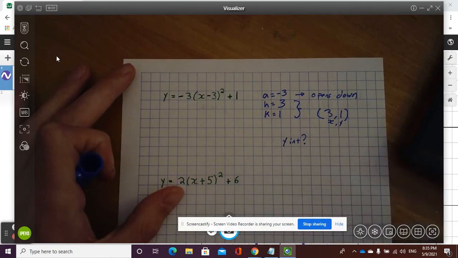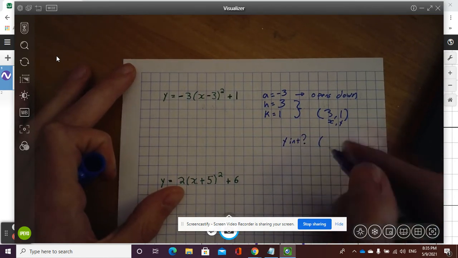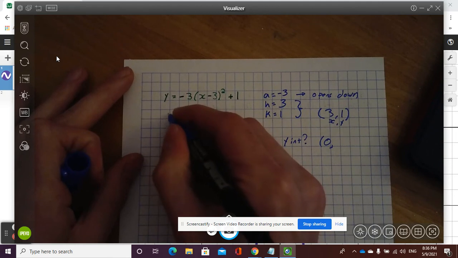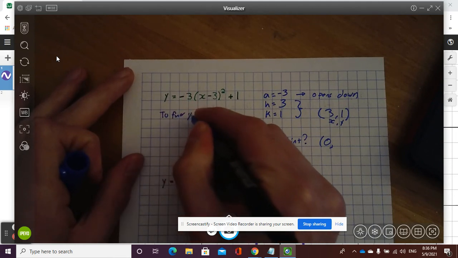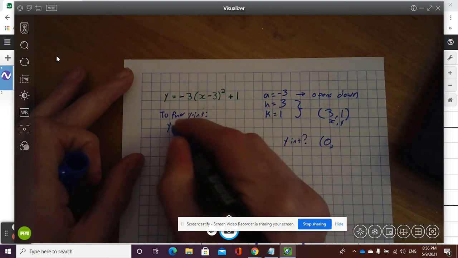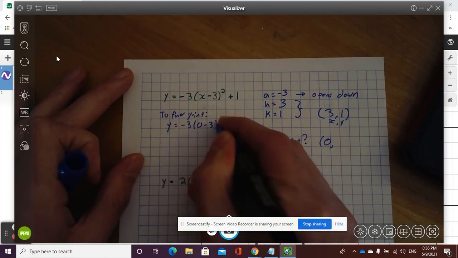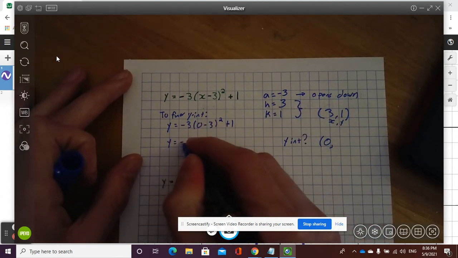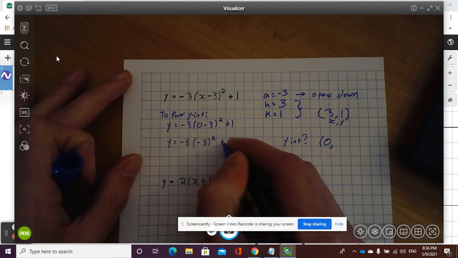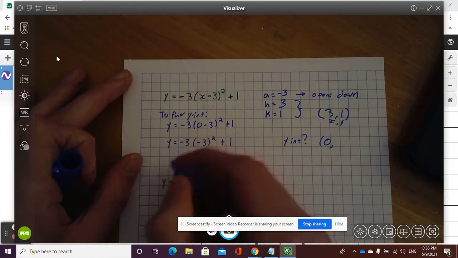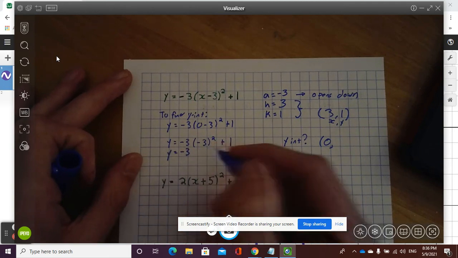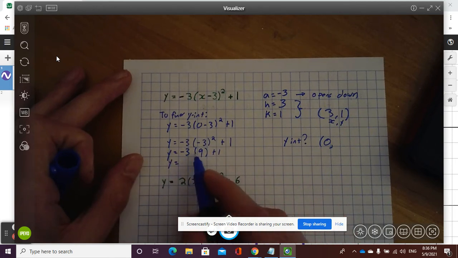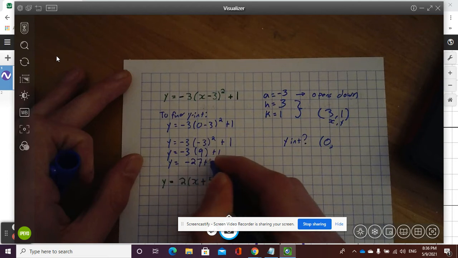Well, just like with a line, the y-intercept always occurs when there's no horizontal distance, when x is 0. So to find the y-intercept, I can plug in 0 for x, because we know x is 0 at the y-intercept. And now I can evaluate the right-hand side of my equation just using BEDMAS. I'm going to do brackets first. Then I've got to do exponents. -3 squared, -3 times -3 is +9. Then I'm going to multiply. -3 times 9 is -27 plus 1.